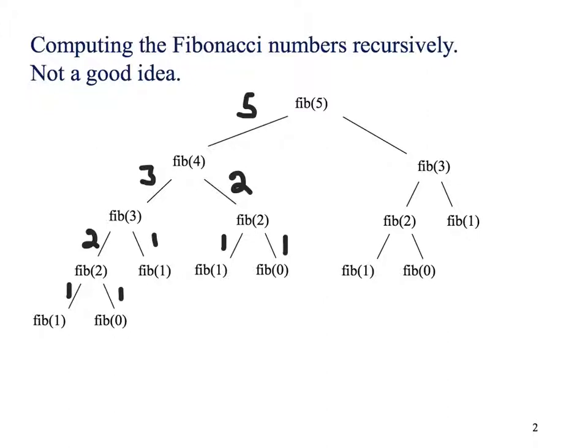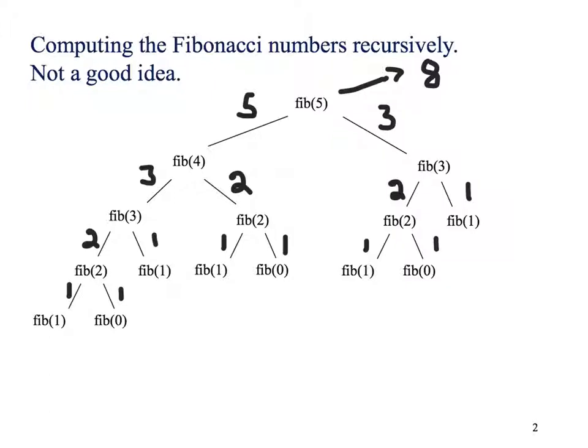Fib 3 will try to call fib 2. Fib 2 will call fib 1, which will return 1. Then it will call fib 0, which will return 1. Then fib 2 has both the things that it needs in its expression. It adds those together, gets a 2. Then fib 3 will call fib 1, which gets a 1. Fib 3 will add those two things together and return that. That gives you a 3. And then fib 5 can add the 5 and the 3 together, and it will return 8.